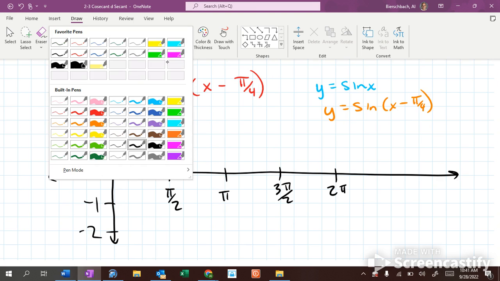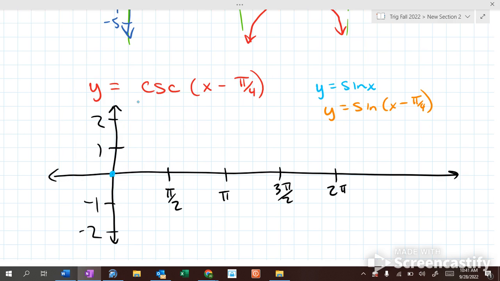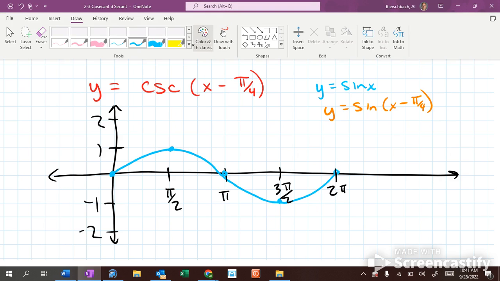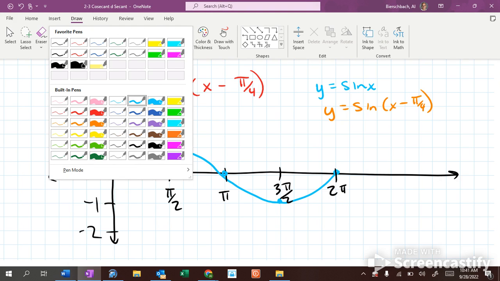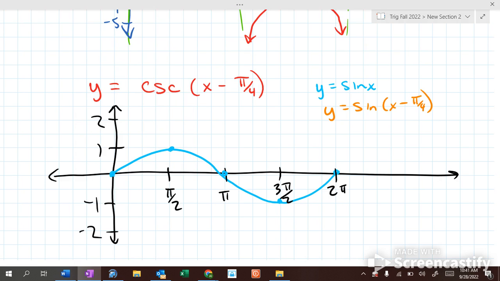So y equals the sine of x, 0, 1, 0, negative 1, 0. And then what does minus pi over 4 do to my graph? Goes to the right, pi over 4. How many squares on my present graph up here is pi over 4? 2. Because if I go 8 squares to get to pi, pi over 4 would be 1/4 of the 8, which is 2. So everything goes 2 squares to the right.